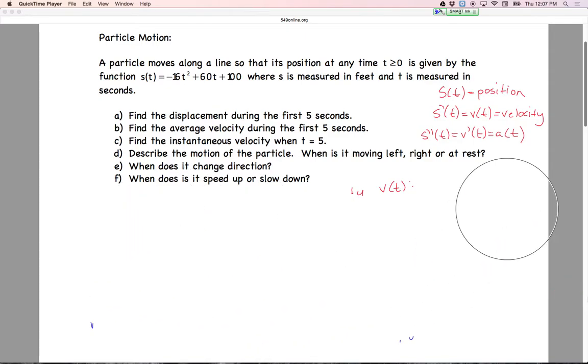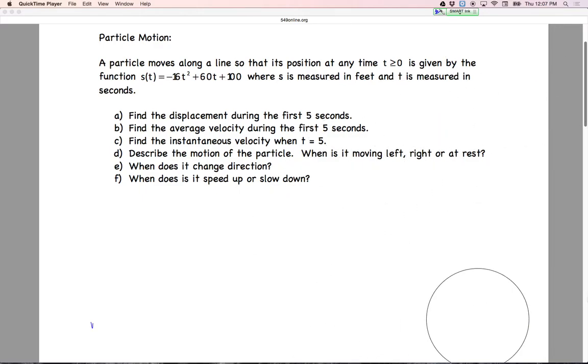Here we go. So a particle moves along the line. How many of you tried A through D on your own? Okay, can I go through the answers here? We're going to go through these two, and then once we get these two done, we can eat. Okay, so if you're with me, I'm with you. Okay? All right.